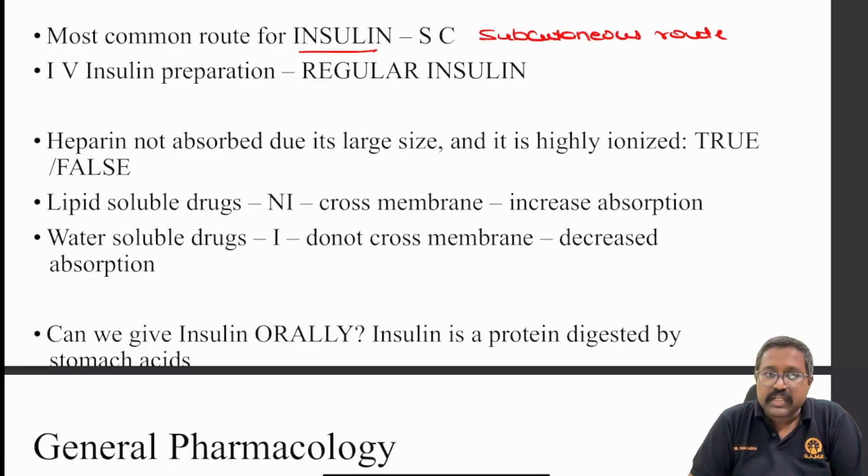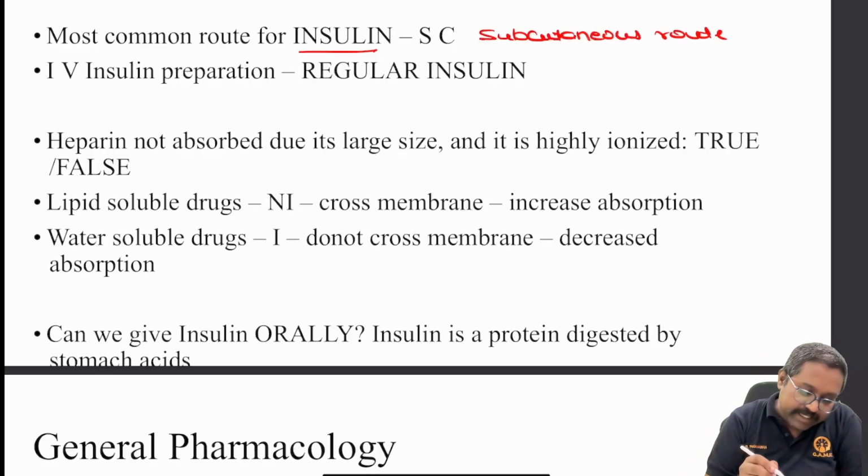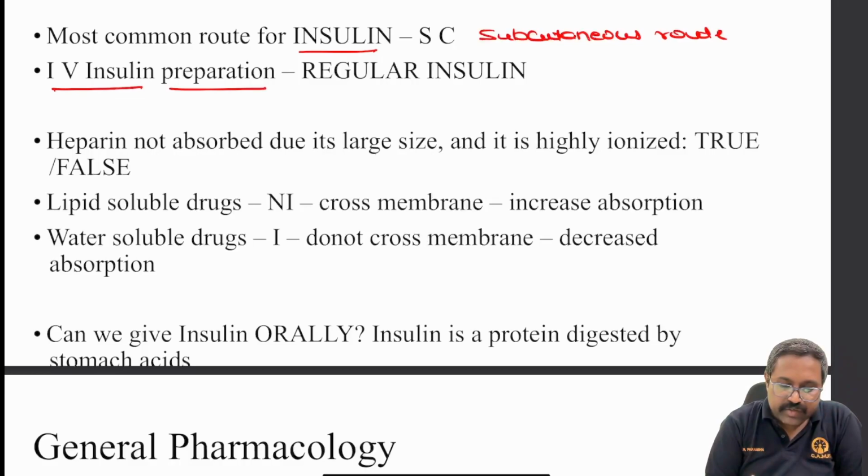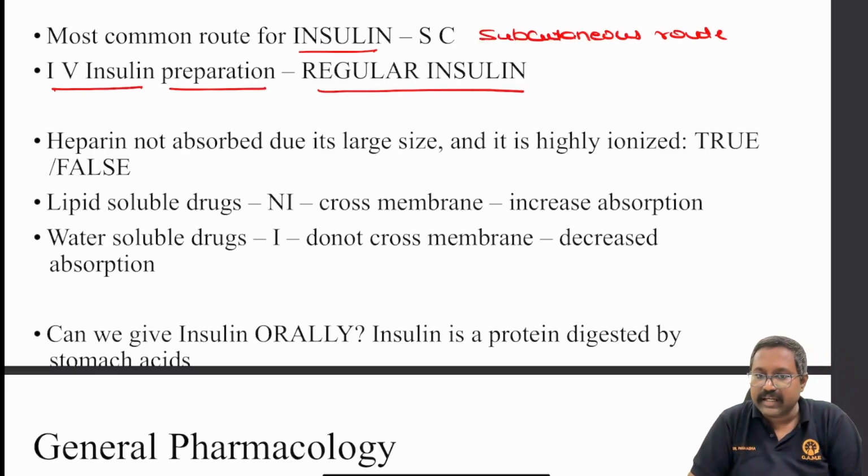You may ask one more question. There are some insulin preparations which have to be administered through the intravenous route. Usually, whenever you give insulin to a diabetic patient, the common route followed is the subcutaneous route. Whereas for emergency conditions, you can go with the IV insulin preparations, that is, you are going to use the regular insulin.